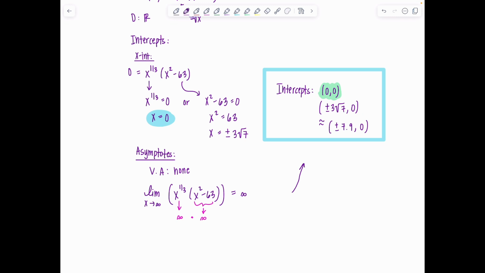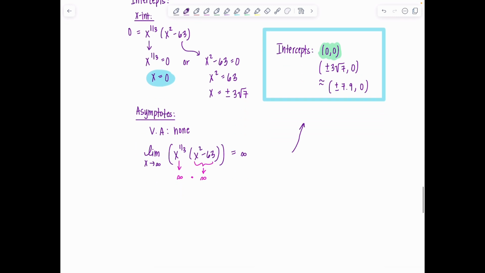Doesn't look like there's a horizontal asymptote. No. If there was, this limit would be some constant, a finite number.